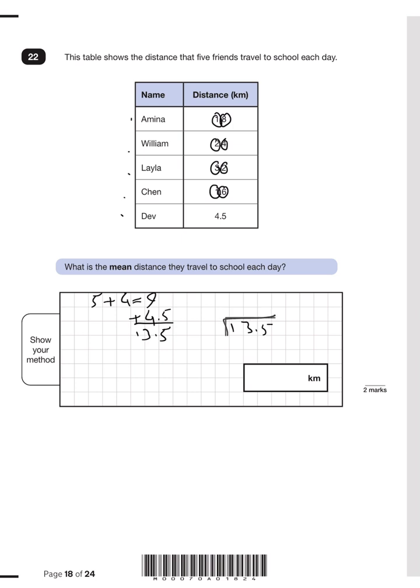13.5 divided by 5. How many 5s go into 1? That's 0. How many 5s go into 13? That's 2, with the remainder of 3. 35 divided by 5 is 7, with no remainder. So the answer is 2.7 kilometers.